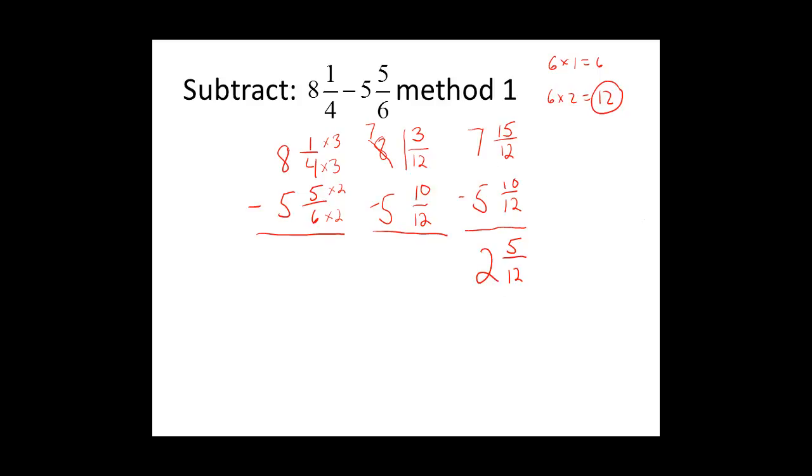So let's review. We first had to find a common denominator. We found a common denominator to be 12. When we tried to subtract 3 minus 10, we couldn't do it. So we borrowed from the 8, made the 8 a 7. The 1 that we borrowed we wrote as a big whole number 1, wrote it next to the fraction part. Then we took the 1 and 3/12 and made that into an improper fraction. Then we were able to subtract the fraction parts, and then we subtracted the whole number parts.